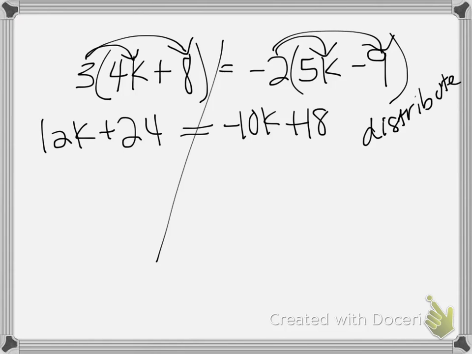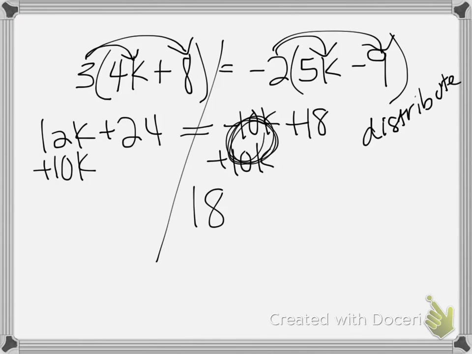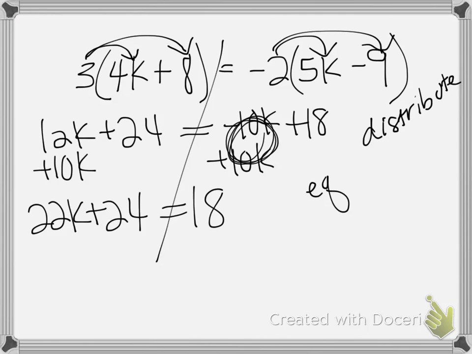So then the next step I'm going to do is I could either minus 12k or add 10k because I need to get my k's on the same side. So here we got 0, 18. 12 and 10 is 22 plus 24. So what I did just now is adding 10k to both sides. That would be the equality property. I'm just going to put prop of addition.